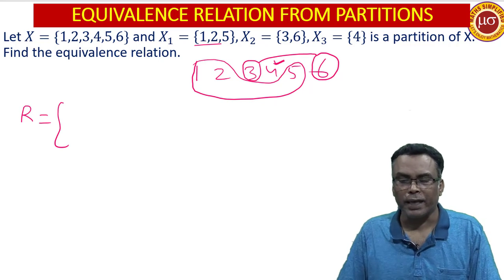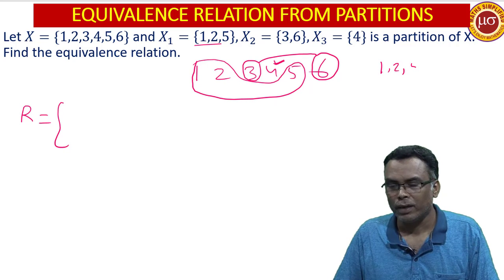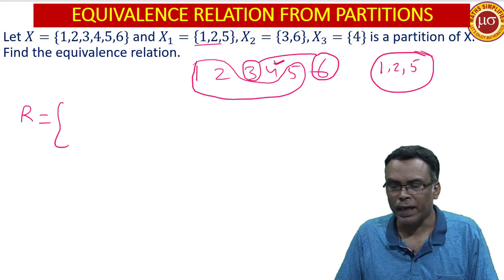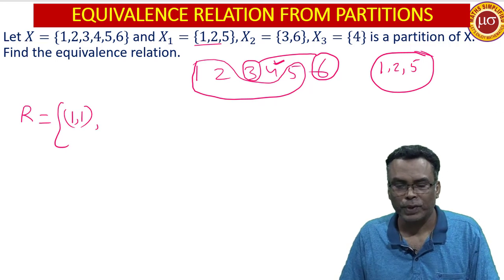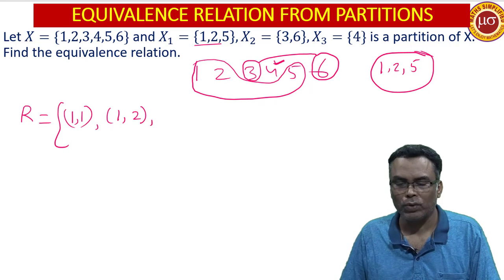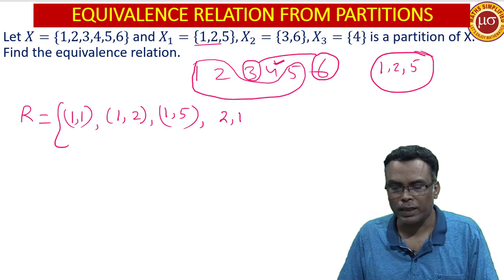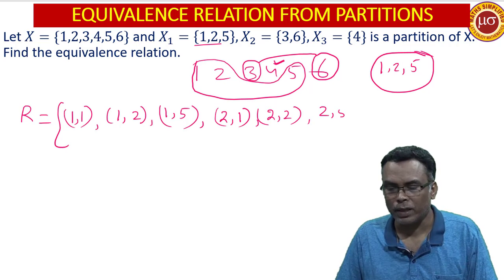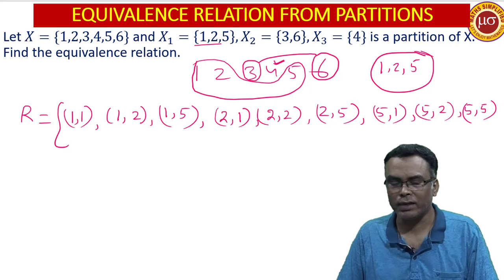What relations do I get from the first partition 1, 2, 5? They are related to each other. I get 1 is related to 1, 1 is related to 2, 1 is related to 5, and 2 is related to 1, 2 is related to 2, 2 is related to 5. Again 5 is related to 1, 5 is related to 2, 5 is related to 5.